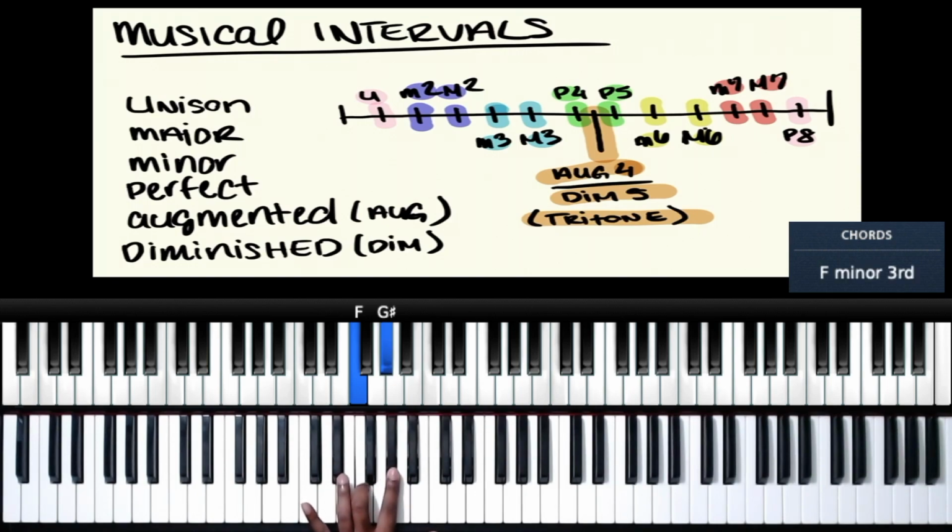F to G sharp is going to be a minor third. F to A is going to be a major third. Perfect fourth, we have a tritone. Perfect fifth, minor sixth, we have a major sixth, minor seventh, F minor seventh, and you get back to that octave. Okay, remember, it's the concept.